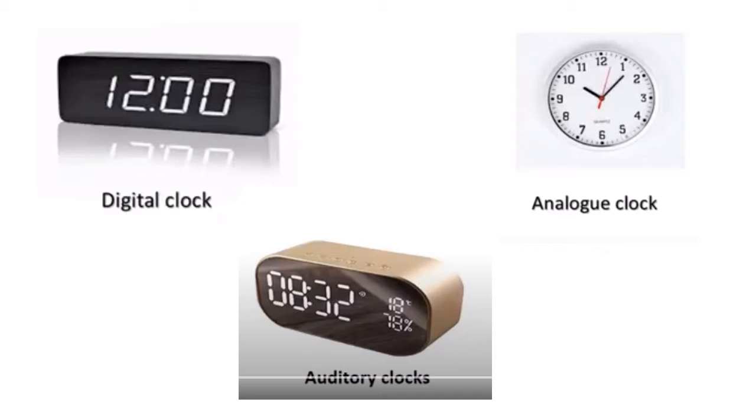So let's look at the auditory clock. What does an auditory clock do? So an auditory clock also tells us the time, but it also includes a speaker that tells us the time in auditory form. It might also tell us the temperature or any other physical feature of that area where the clock is situated at.